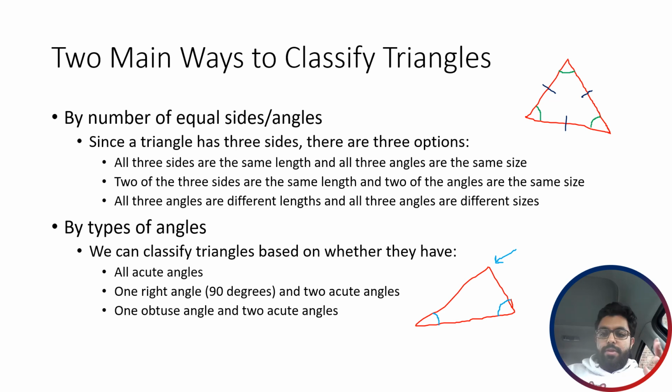And so we can classify the triangles based on whether we have all acute angles, or two acute angles and one right angle up here, or two acute angles and one obtuse angle up here. So now let's jump into looking at each of these in more detail and with some more diagrams.